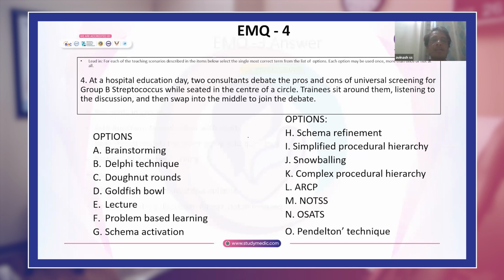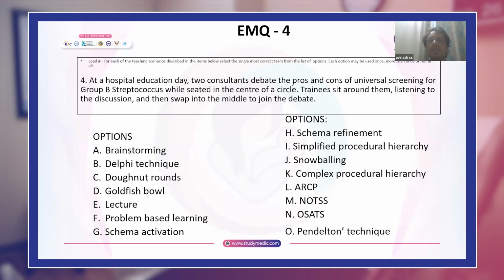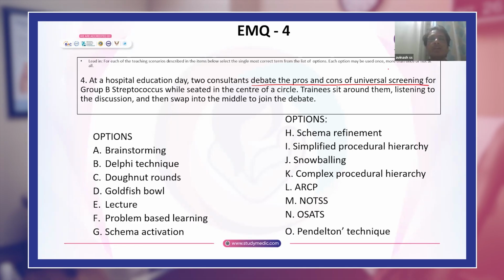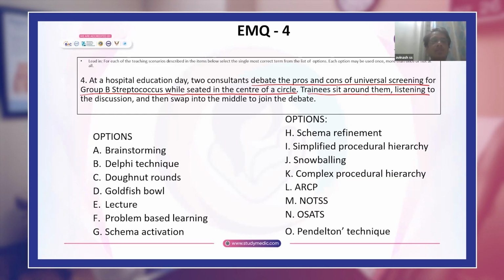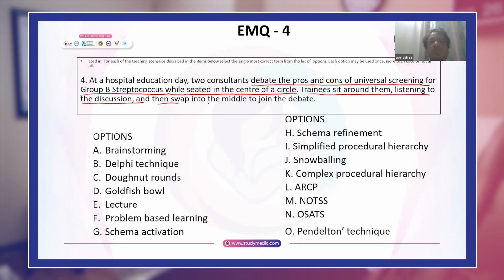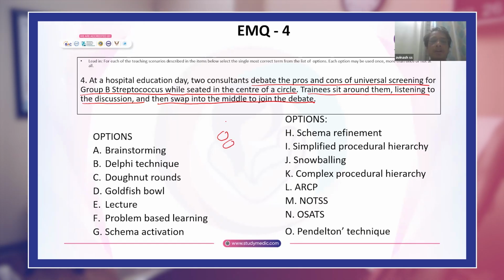The next scenario is at a hospital education day. Two consultants are debating the pros and cons of universal screening for group B streptococcus while seated in the center of the circle, and these trainees are sitting around them listening to this discussion. They then swap into the middle to join the debate. So basically, there is some discussion or role play going on.